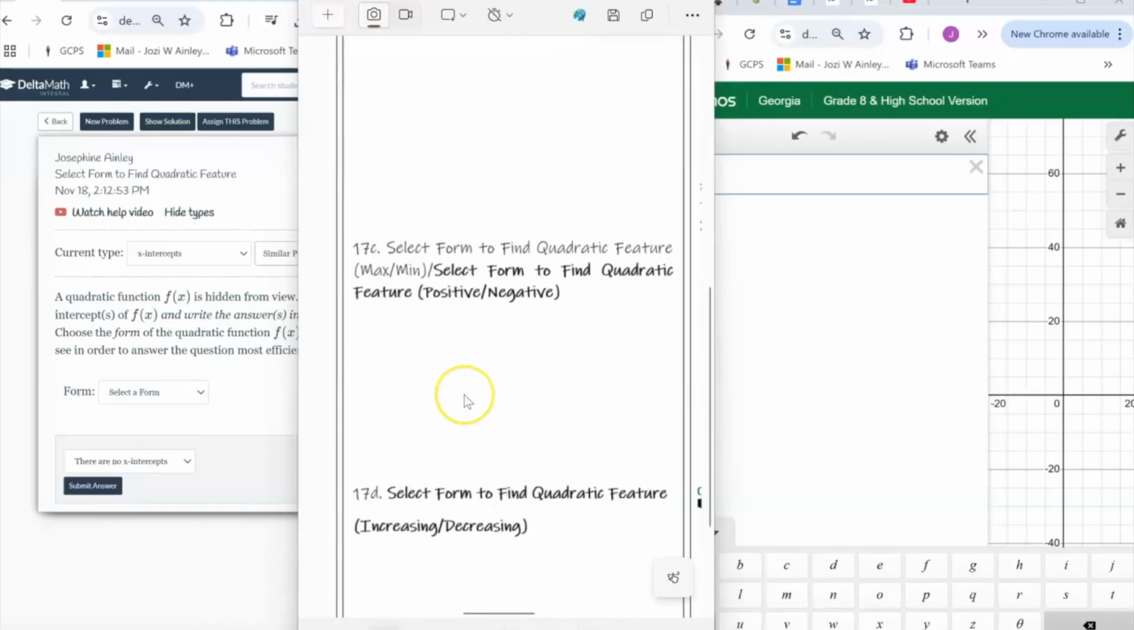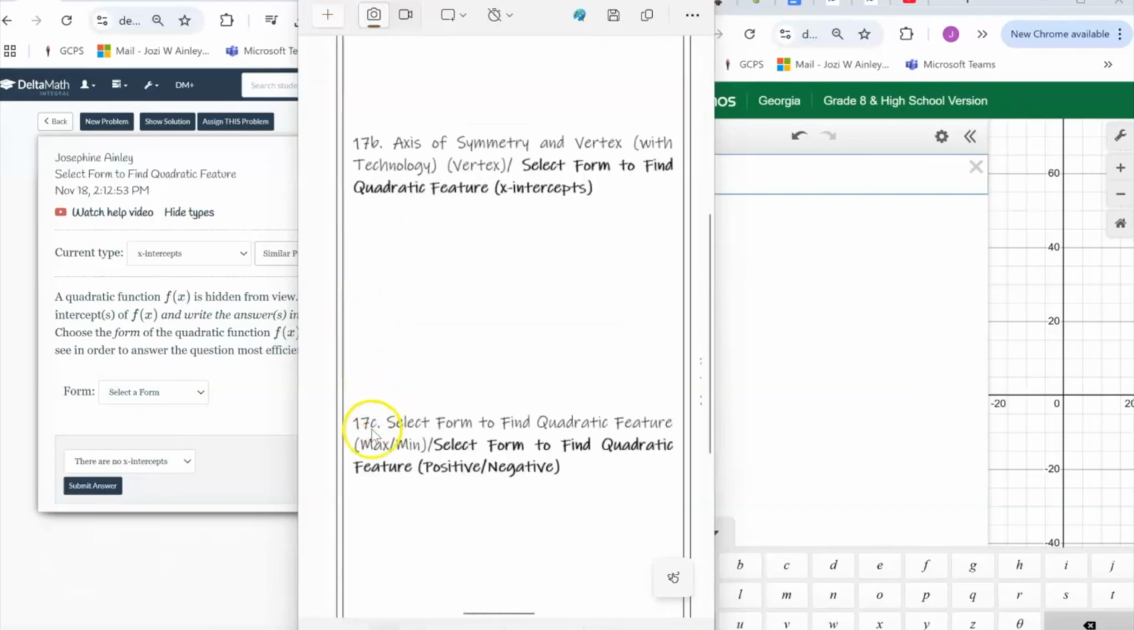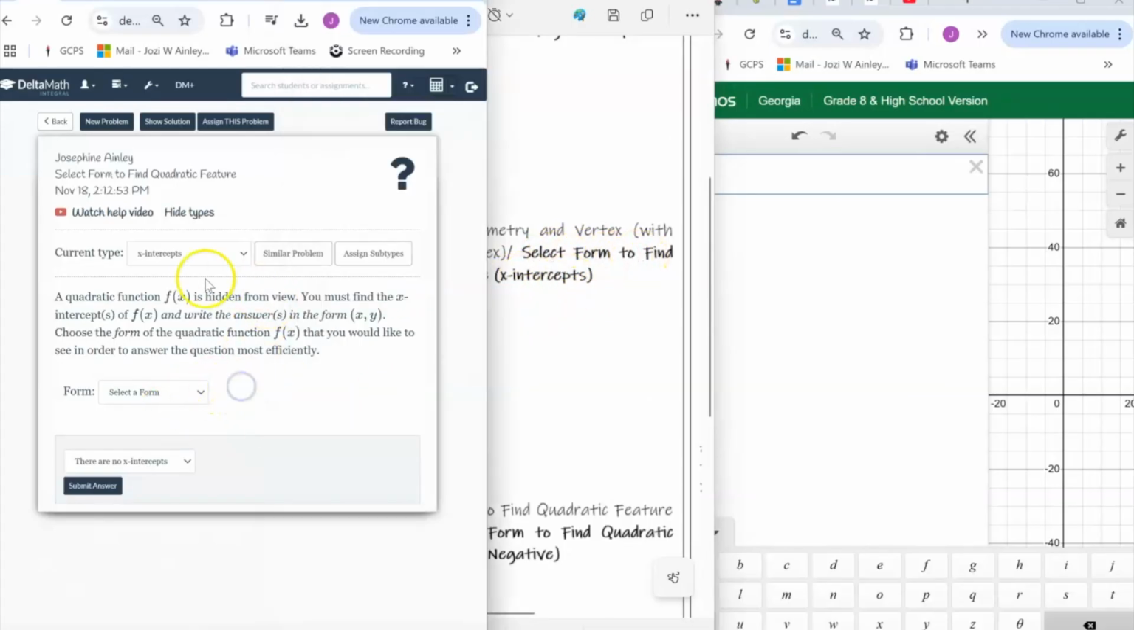All right, so we're going to be taking a look at, and please correct this, it will all be question 11A, B, C, and D. This is all question 11. All right, so we're going to take a look at how to select form to find quadratic feature x-intercept. So today we're looking at x-intercepts. All right, yes, you should already know that factored form is the quickest way for you to get the x-intercept, but let's assume they give it to you in a different form. So here's the equation they give you, they ask you to find the x-intercepts.